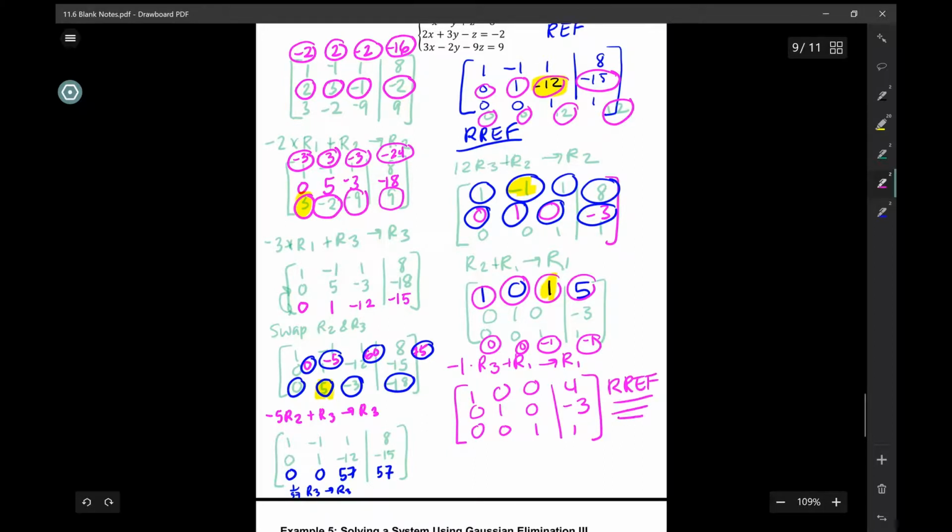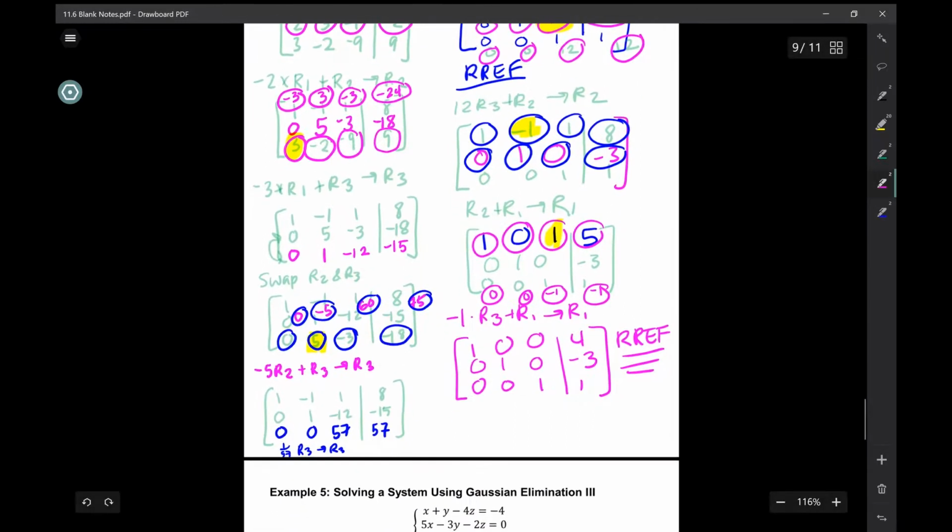That was a lot of arithmetic. However, now, when we translate this back to a system of equations, we don't have to do any work at all. Look at this bottom value. This says 1z equals 1. Right? This row says 0x plus 1y plus 0z equals negative 3. So it tells me y equals negative 3. This tells me 1x plus 0y plus 0z equals 4. And there's my answer. X equals 4, y equals negative 3, and z equals 1.